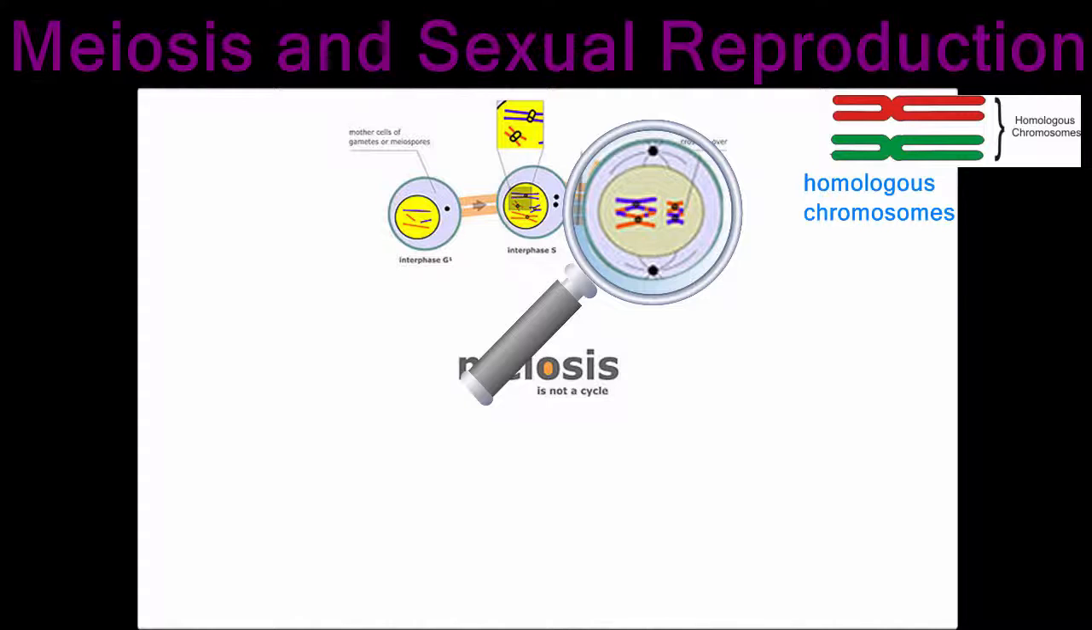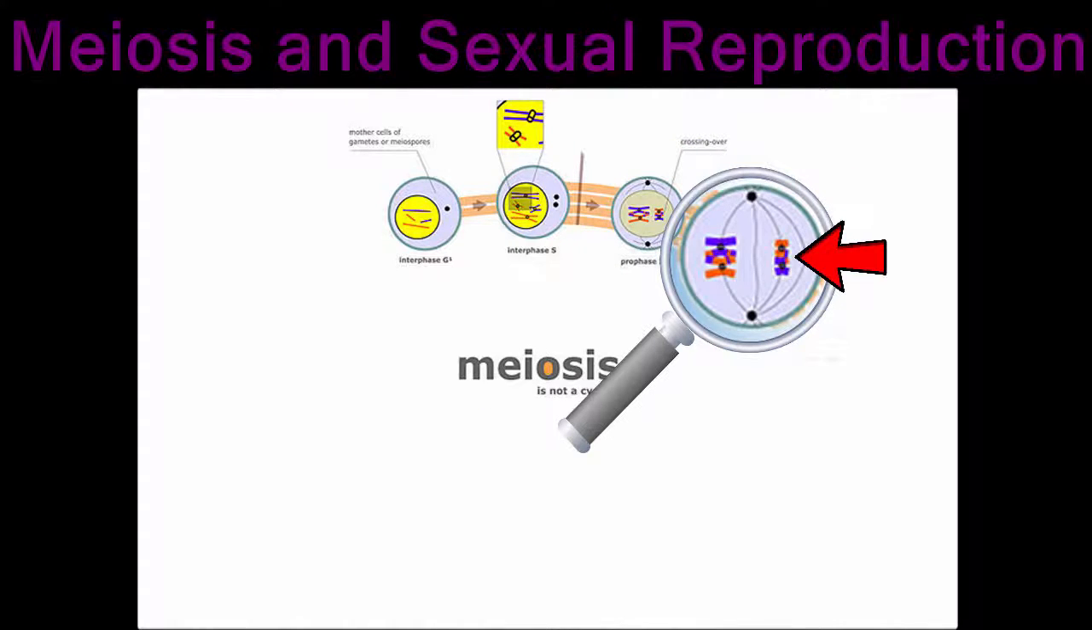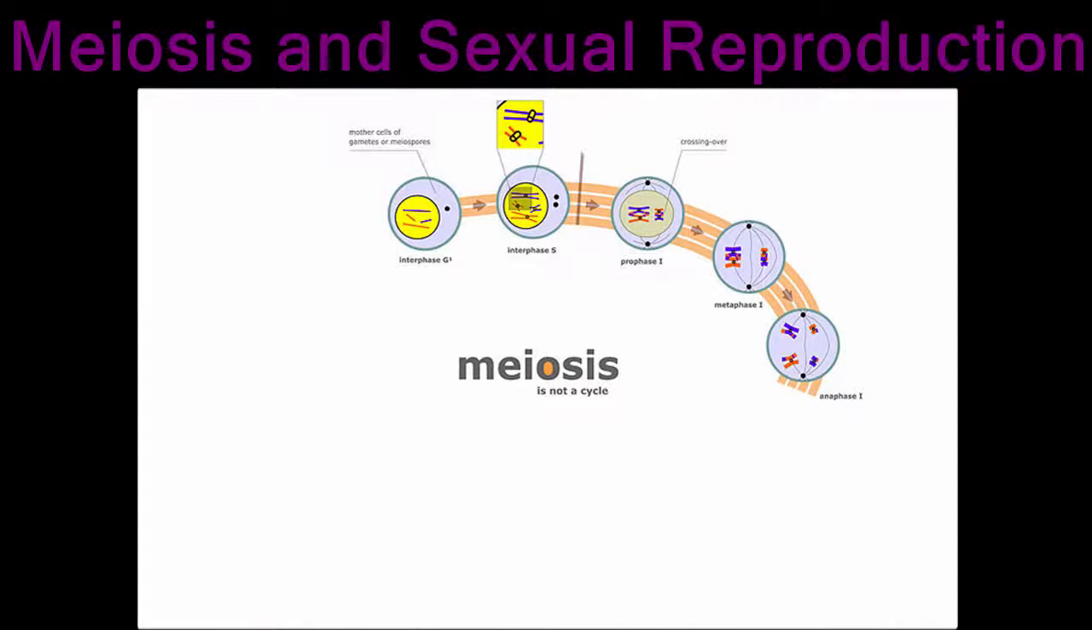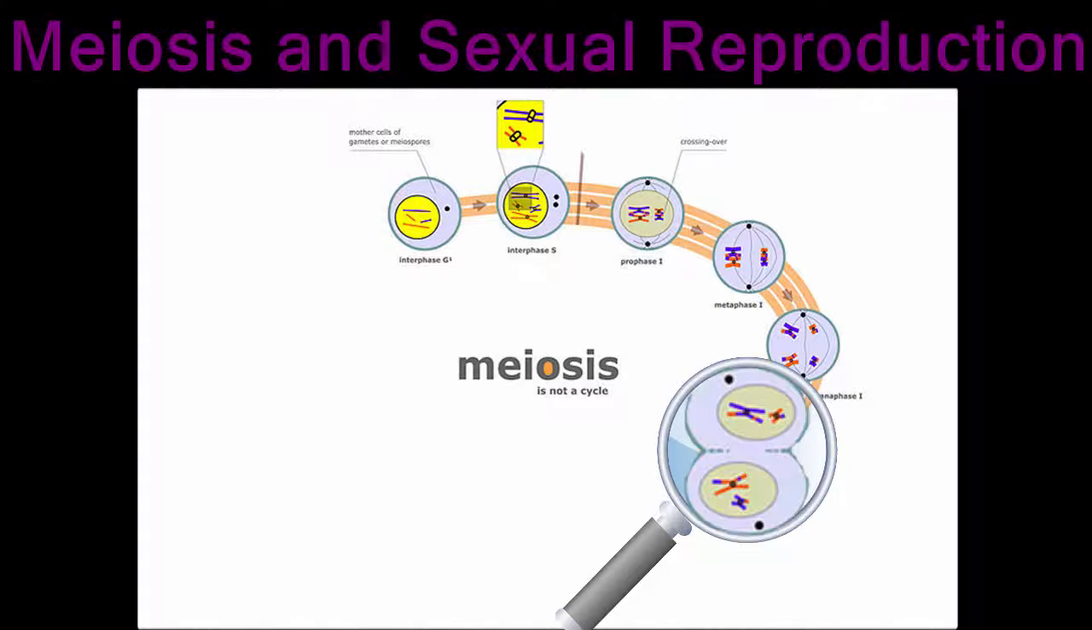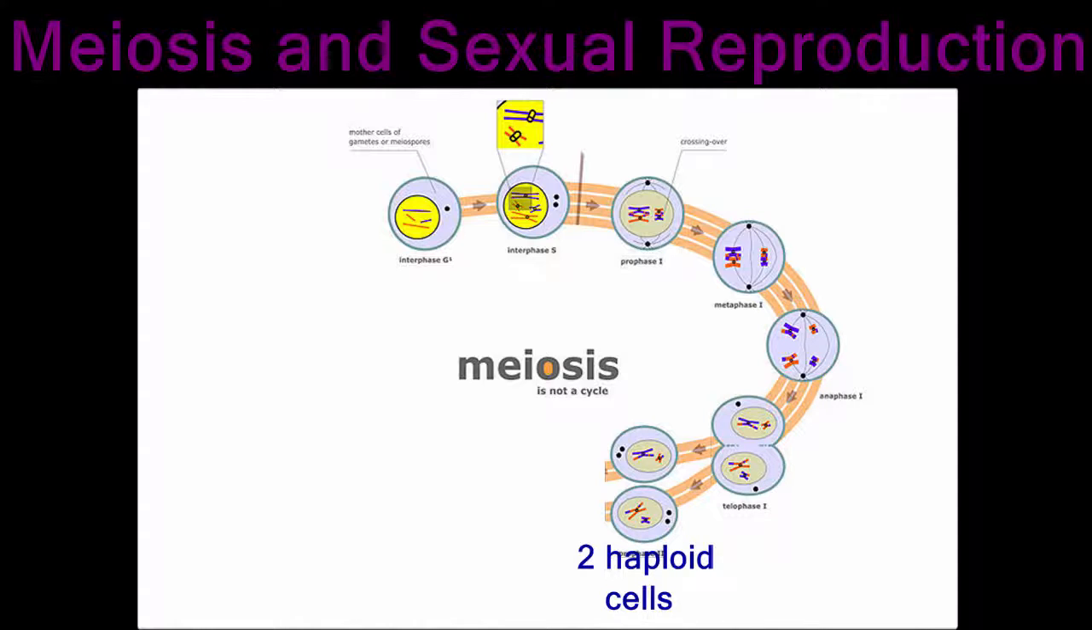Spindle fibers attach to the centromeres of the homologous pairs. During metaphase 1, the homologous pairs line up along the equator of the cell. Their movement is directed by the centrioles and spindle fibers. During anaphase 1, the spindle fibers pull the homologous chromosomes apart so they are separated from their dance partner. Telophase 1 and cytokinesis occur as the chromosomes reach the poles of the cell and the cytoplasm divides. Meiosis 1, the first division, is now complete, and we are left with 2 haploid cells that will enter the second division, meiosis 2.